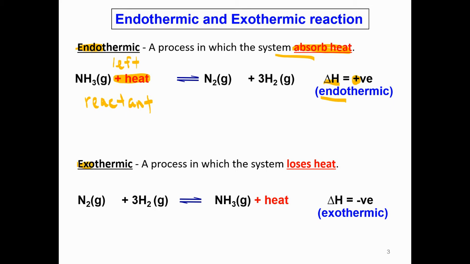The next one that we need to know is exothermic. Exothermic is a process in which the system loses heat or releases heat. So same thing, release heat, so we put it on the product side, or on the right hand side. The hint given will be that the enthalpy given is negative.